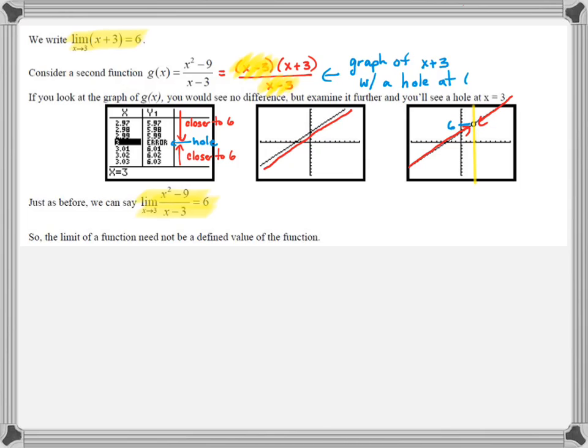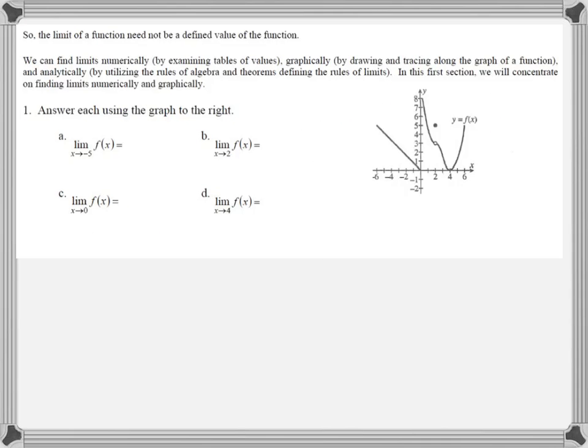Okay, so let's do an example of finding limits from a graph. So as x goes to -5, I'm looking at the line x equals -5. So I'm going to draw a line at -5. And from the left-hand side and from the right-hand side, I am going towards a y value of 4. So my limit as x goes to -5 of f of x equals 4.